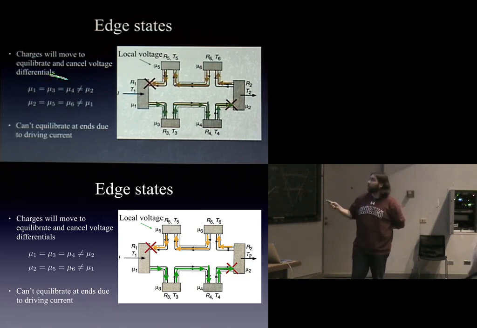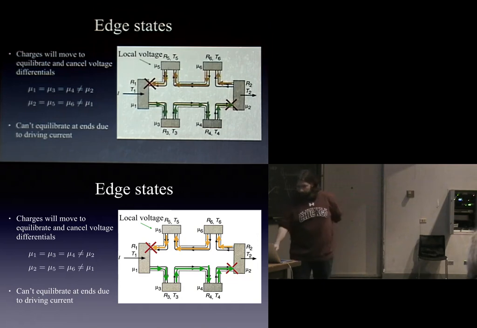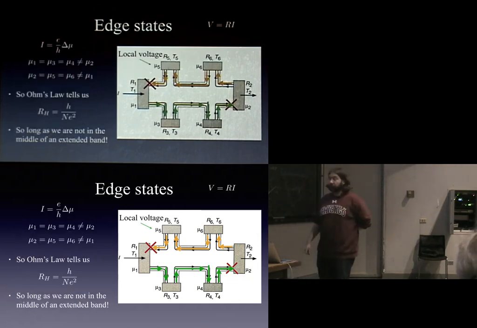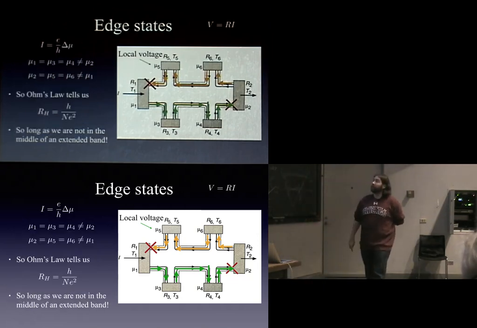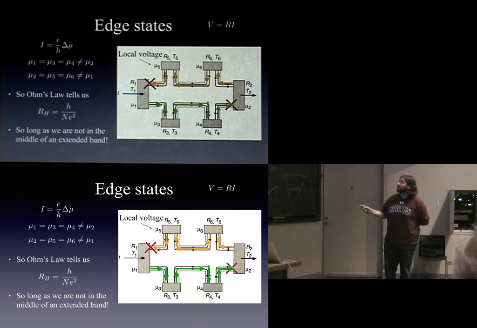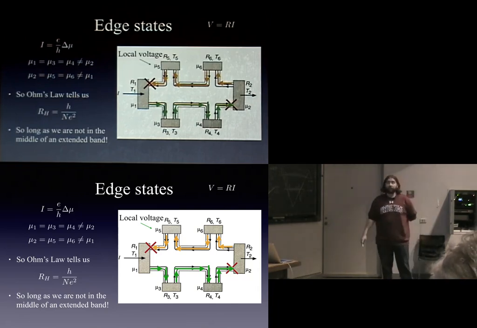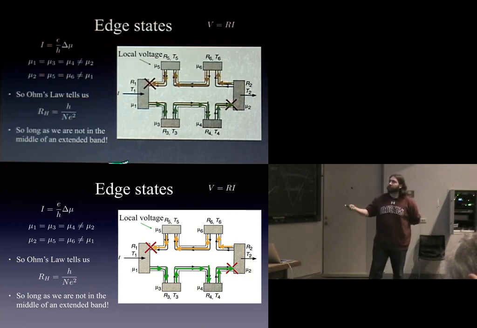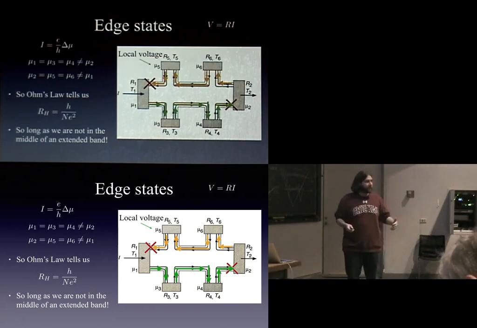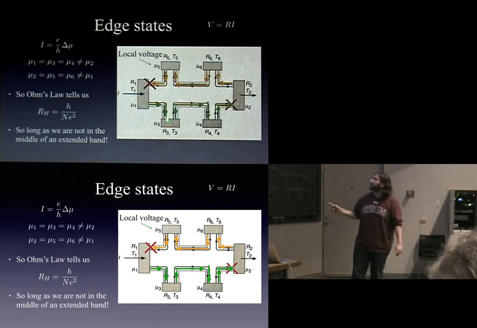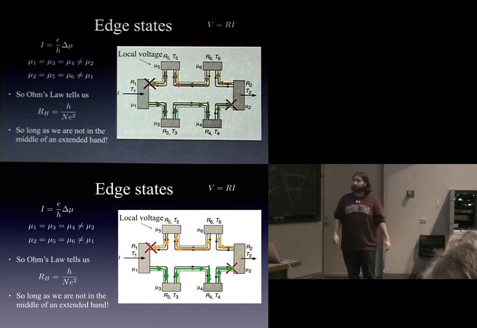So you have all of these voltage differentials that are the same. And you remember we had that formula for what the current of each band is. So if I have n edge states carrying charge, you just work out Ohm's law and you find that this whole resistance goes as 1 over n. And the only thing we've assumed here is that we're not in the middle of an extended band. So I only have these edge localized charge carriers.